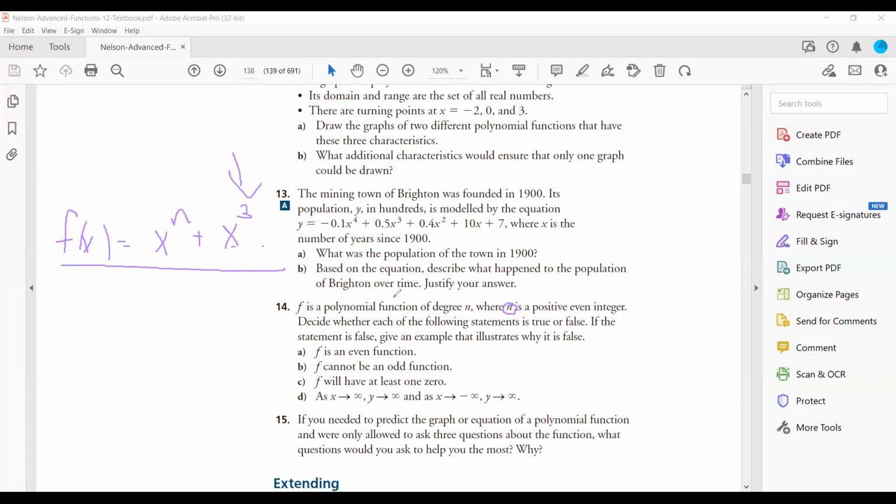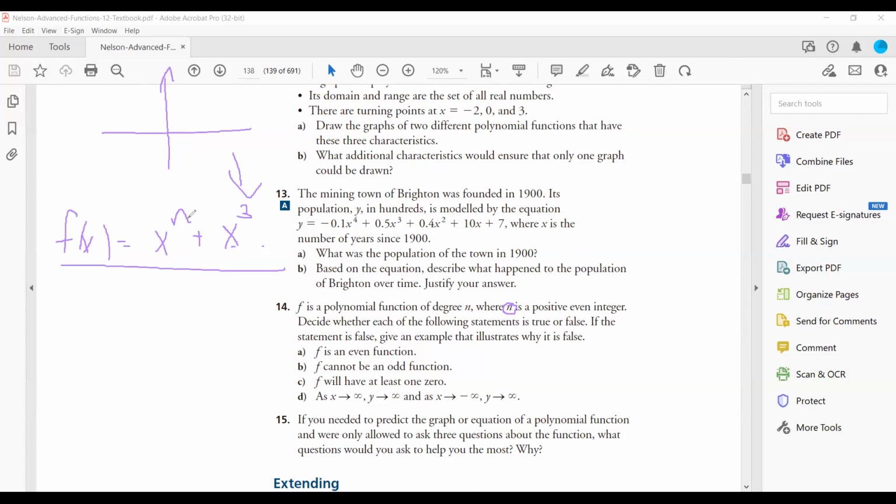Yes, sir, you say A is true? No, A is false because an even function could be only if we have symmetry over the y-axis, remember? And you were right, absolutely. But even though this degree is positive and even, it doesn't mean that the function is even, okay?